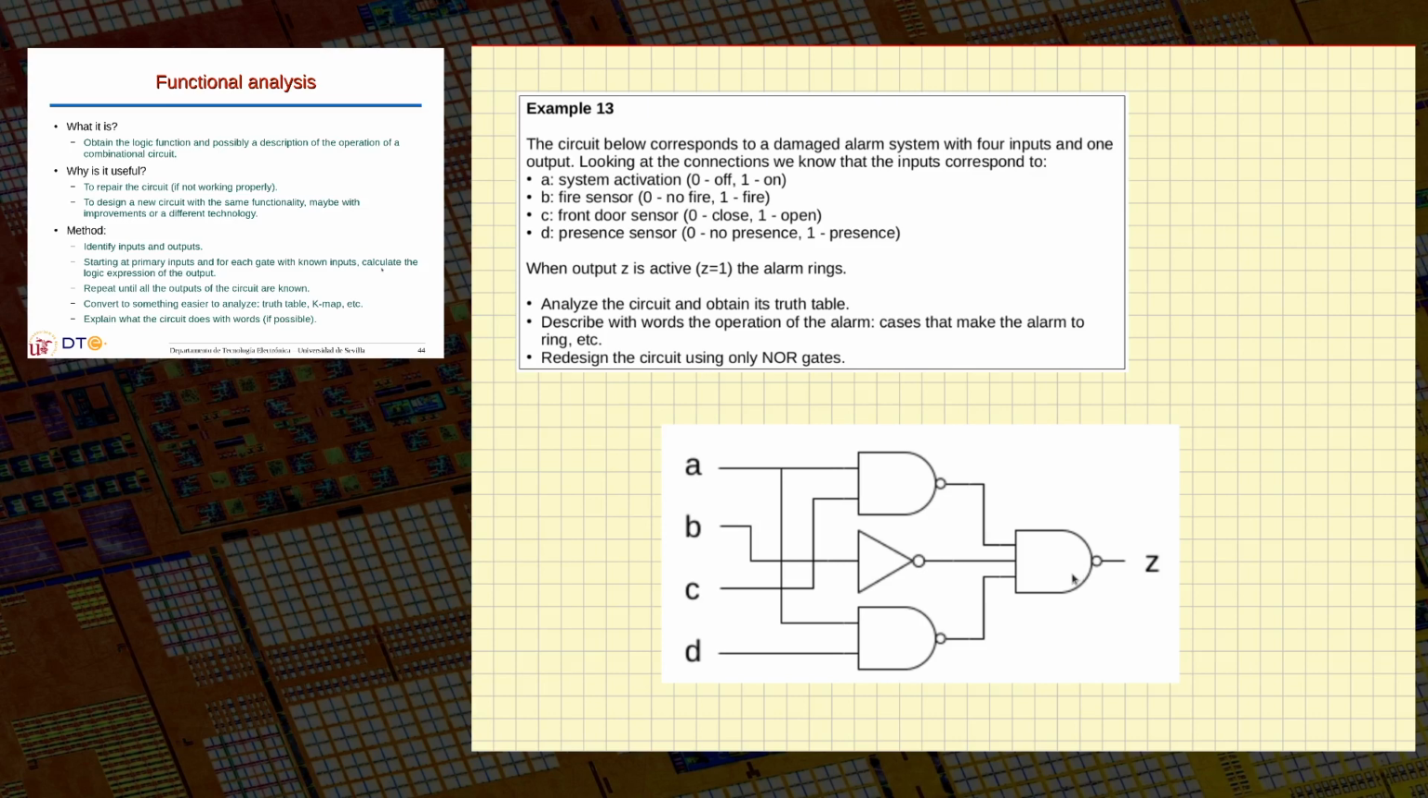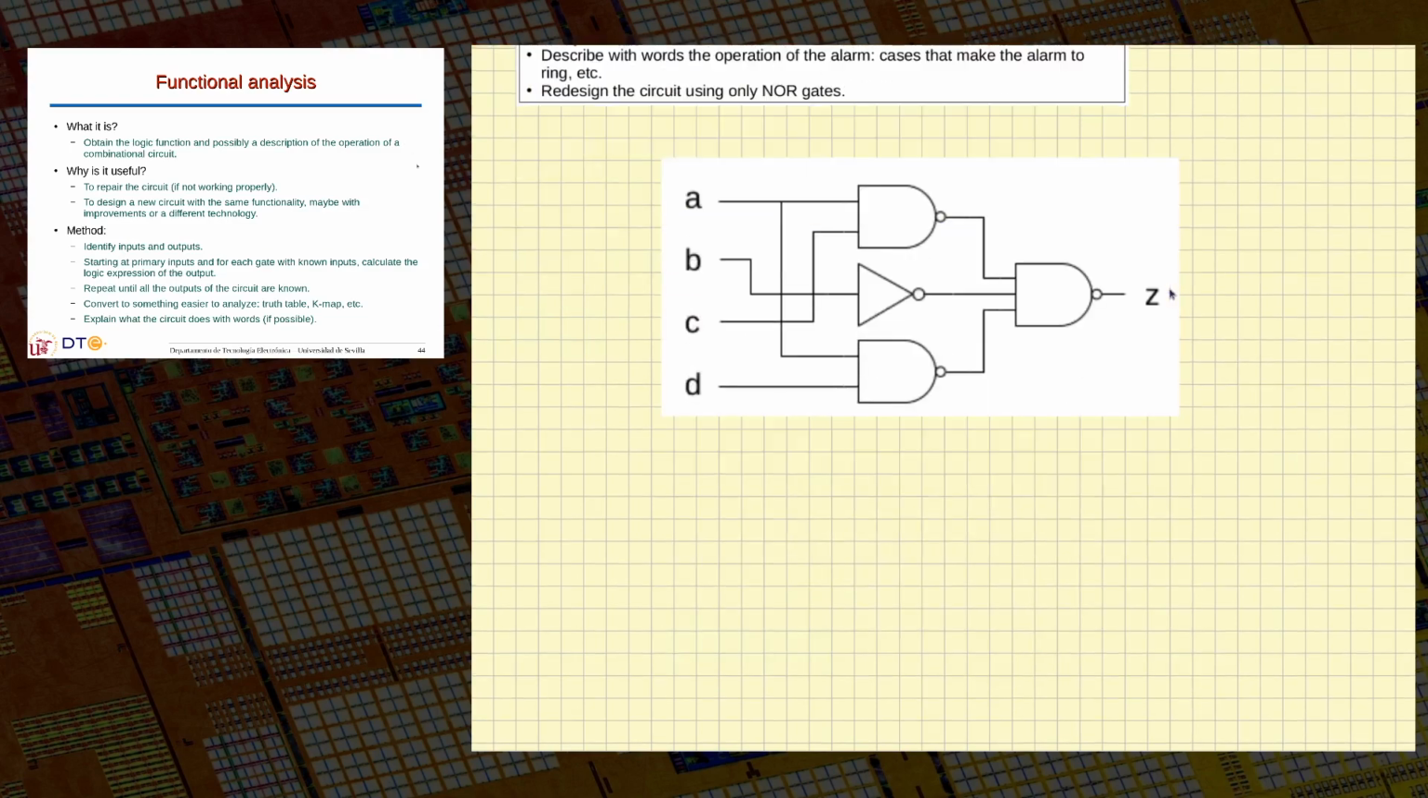So we first need to obtain the function done by the circuit. And maybe the good thing is to obtain the truth table or Karnaugh map or something. And once we have the table, we can try to describe how the alarm actually works. Okay. Then, because the circuit is broken, we are asked to build a new circuit with the same functionality by using only NOR gates.